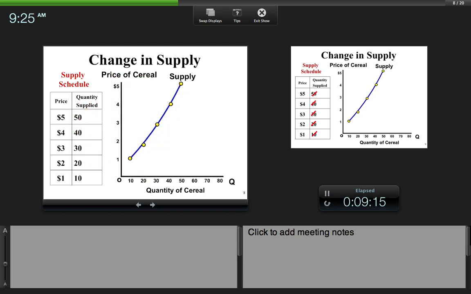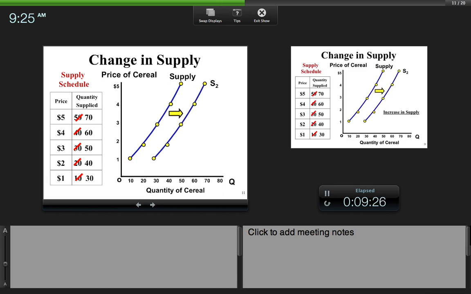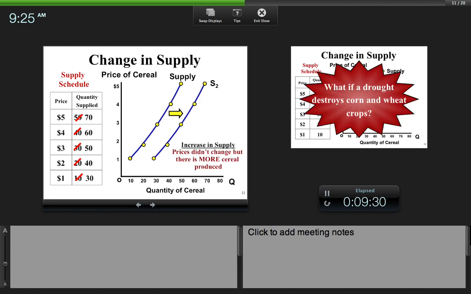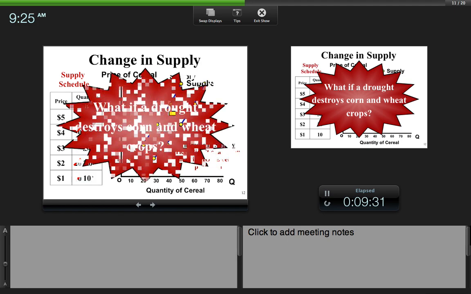So that's as far as we got today. Just so you know, if new companies come in, we're going to see those numbers increase because new companies are making more cereal, and we're going to see a move to the right by our supply curve. An increase in supply. Prices didn't change, but there's more cereal produced.